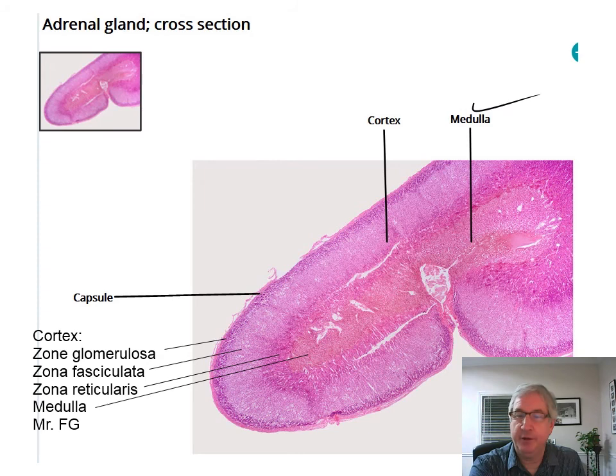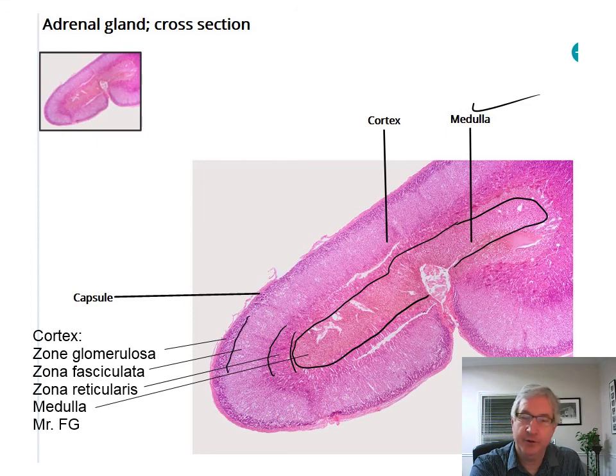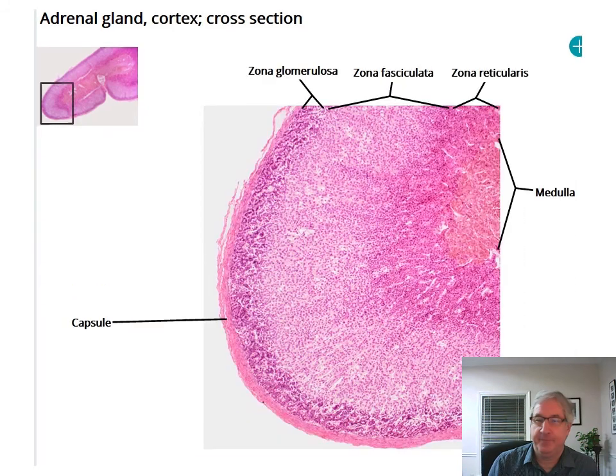It's much easier to see in this one. You have the medulla here in the middle. Sorry about that. So there's the medulla, then here's your reticularis, here's your fasciculata, and your glomerulosa is there. So R, F, G. All right, next slide.